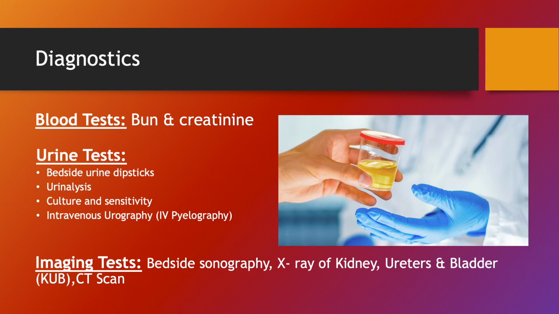Now, BUN's normal value is 8 to 21 milligrams per deciliter, and creatinine's level is 0.6 to 1.2 milligrams per deciliter. So if these labs are too low or too high, this will indicate some renal dysfunction.